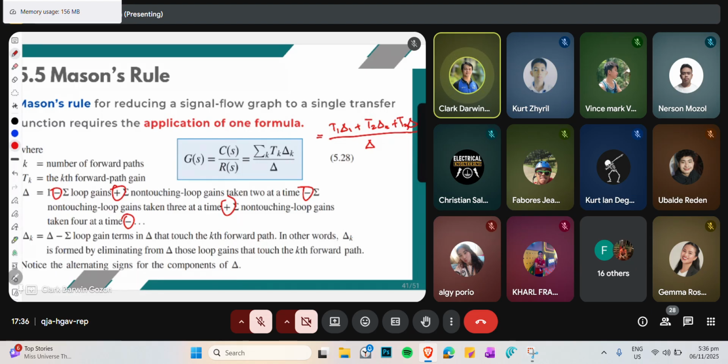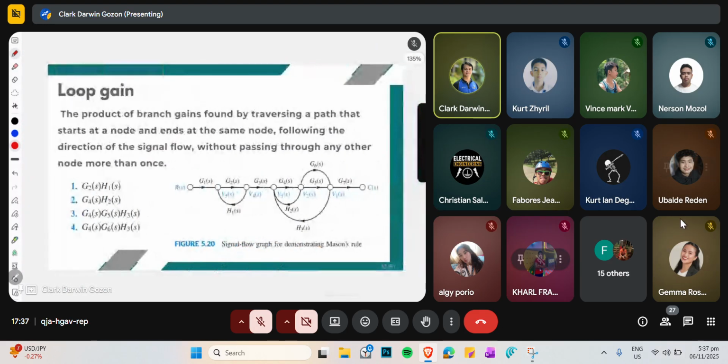And the delta K is the delta, tapos tanggalon ninyo ang mga loop gain terms nga nag-touch sa kth forward path. So, tanggalon lang ninyo itong mga loop gains nga nag-touch sa forward path. Okay, so, naay example para mas masabtan ninyo, medyo libog siya karon. But we have an example here.